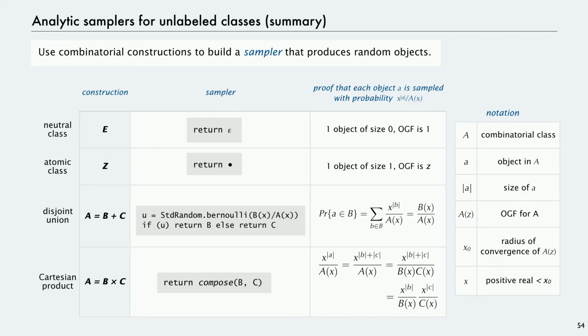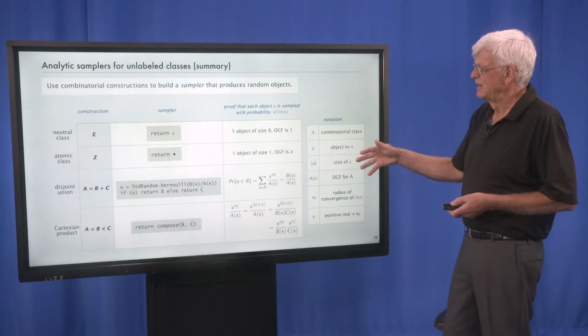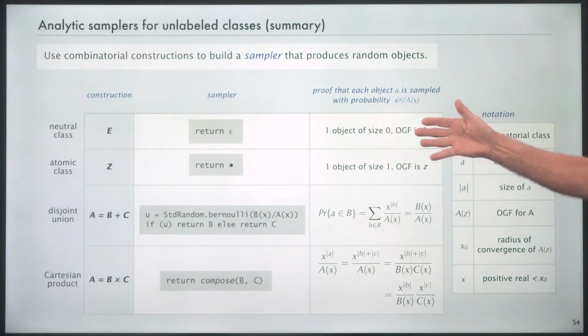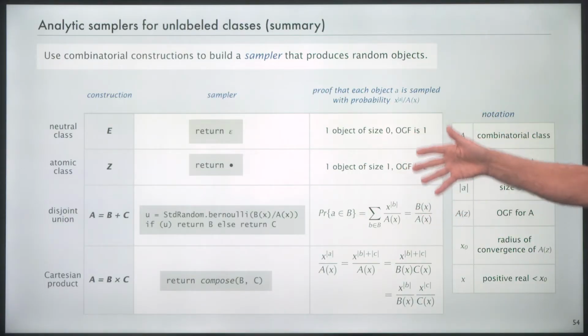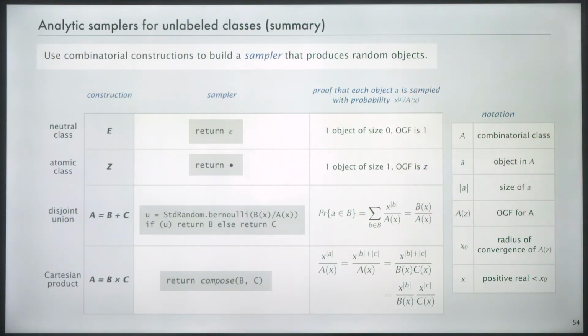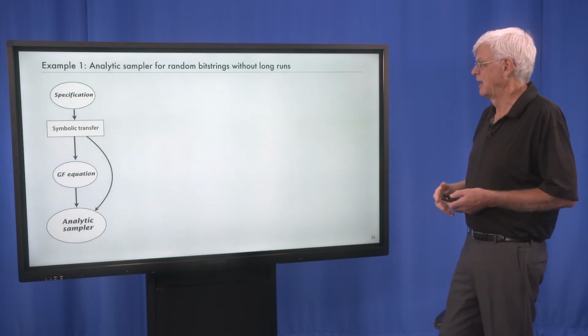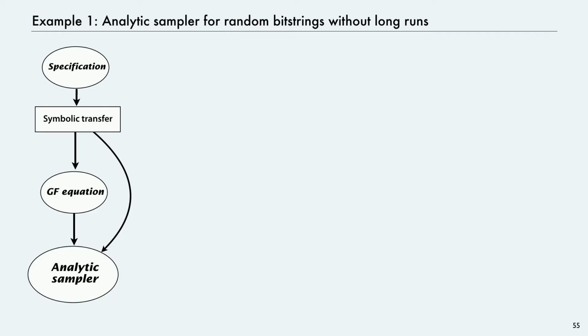And this immediately gives the basic table for building an analytic sampler. For the disjoint union and Cartesian product constructions, we have the program that we're going to need, and for the neutral and atomic class. Now let's look at an example like random bit strings without long runs. So let's say no runs of 4 straight zeros.